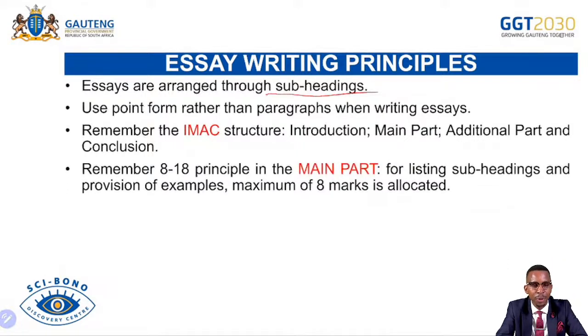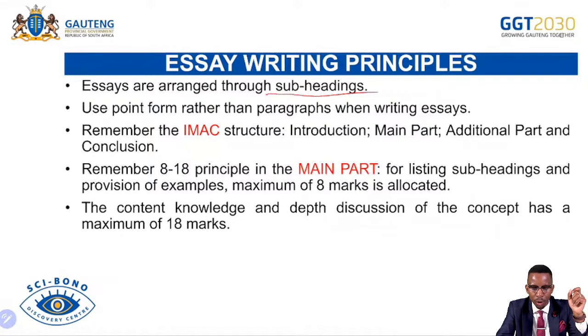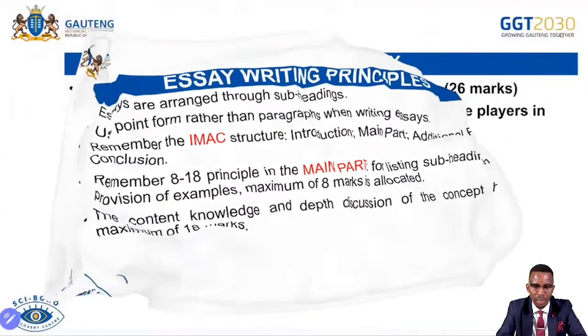Remember the 8 to 18 principle, whereby 8 marks is for lower order, where you mention some subheadings and also give some examples. And 18 marks is for content delivery, where you simply discuss in detail. The content knowledge and the in-depth discussion of the concept has a maximum of 18 marks. That will be giving you 26 marks. Then you go to the additional part.